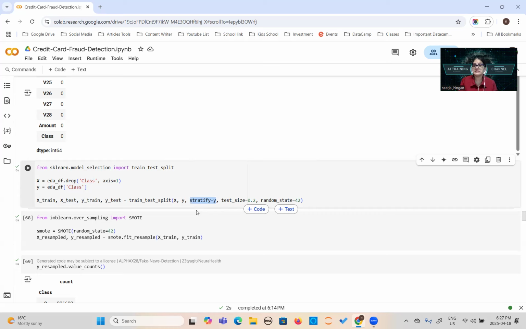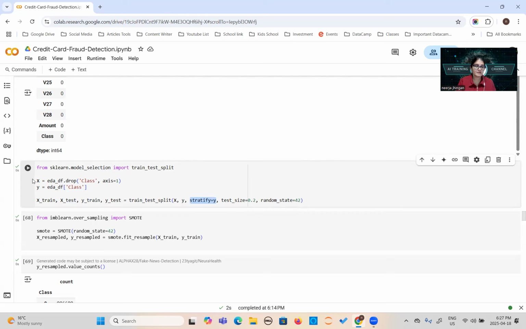stratify equals y means yes. Why do we use this parameter? We use this parameter especially when your data set is imbalanced. The reason is that whenever train test split splits the data set, it should not shift all the non-fraud classes to X train only. It will divide the data at an equal level.